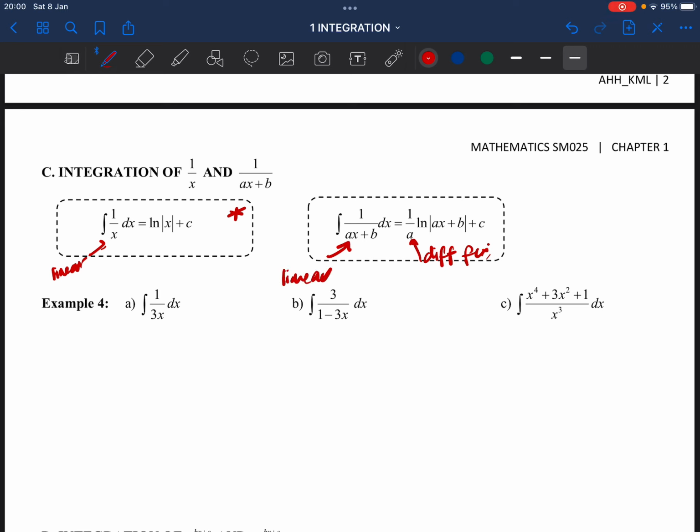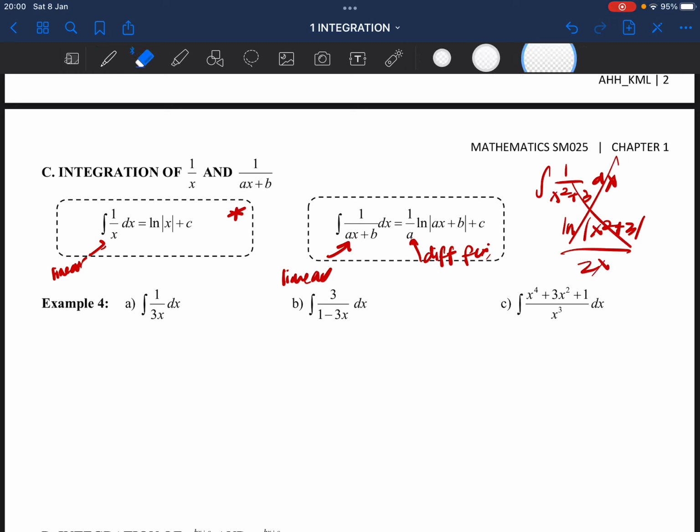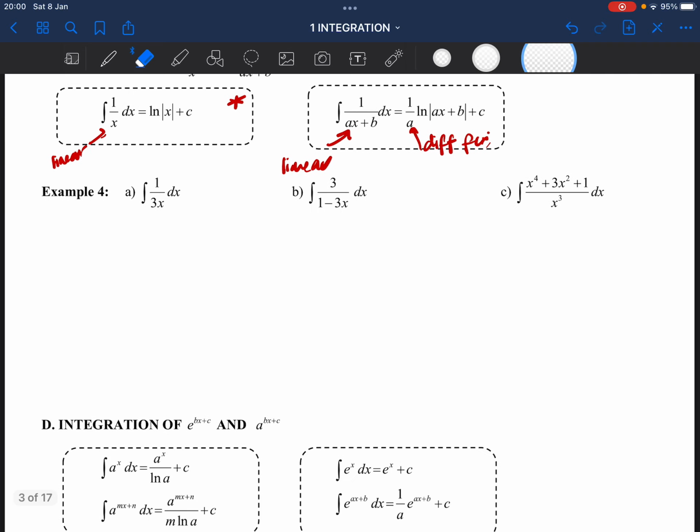Okay, so if you have 1 over x square plus 3 dx, nope, it's not equals to ln x square plus 3 over 2x. Okay, no, wrong. Okay, there are methods to solve that. We can come across that later. Okay, so let's take a look at example 4.